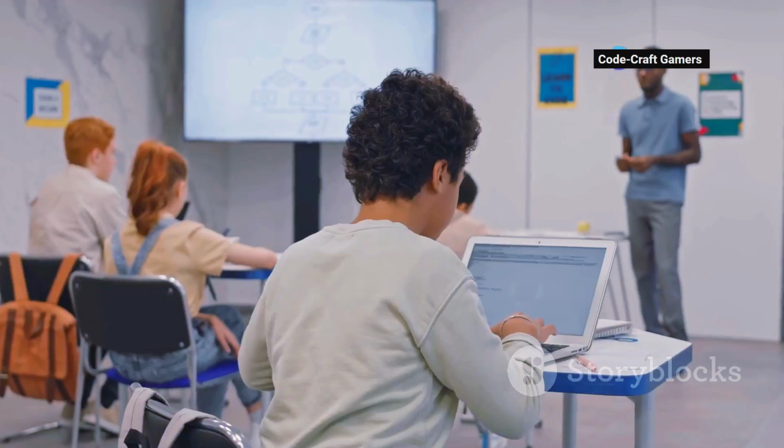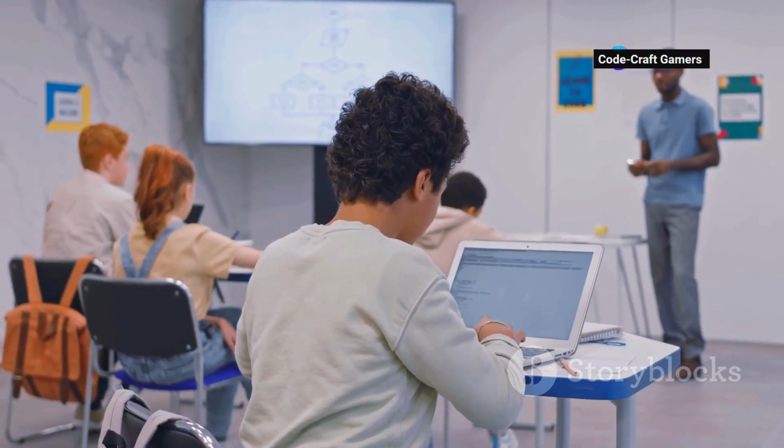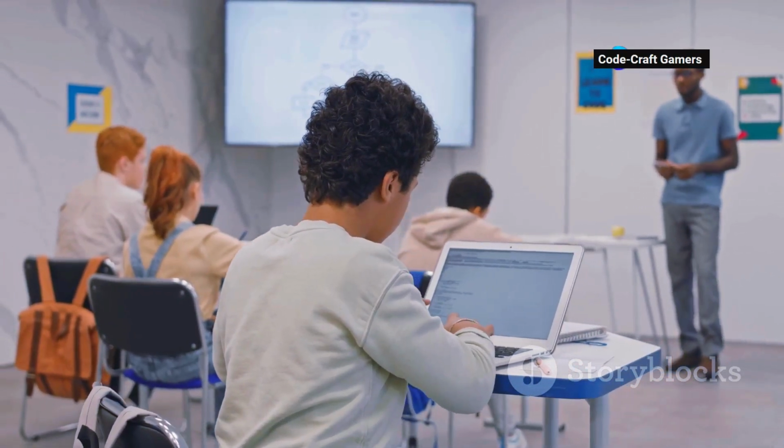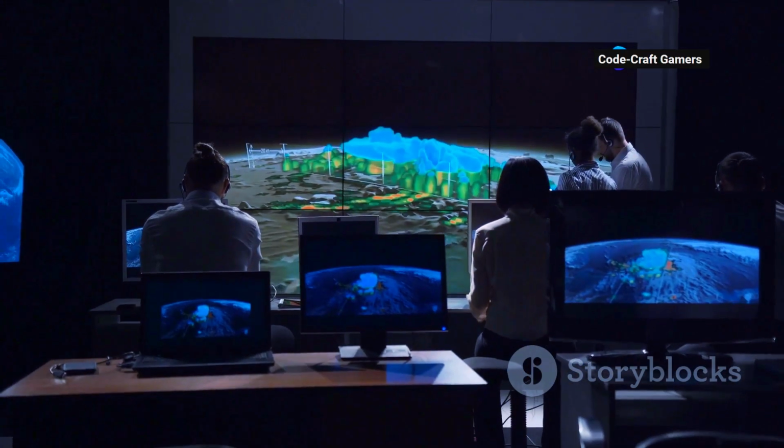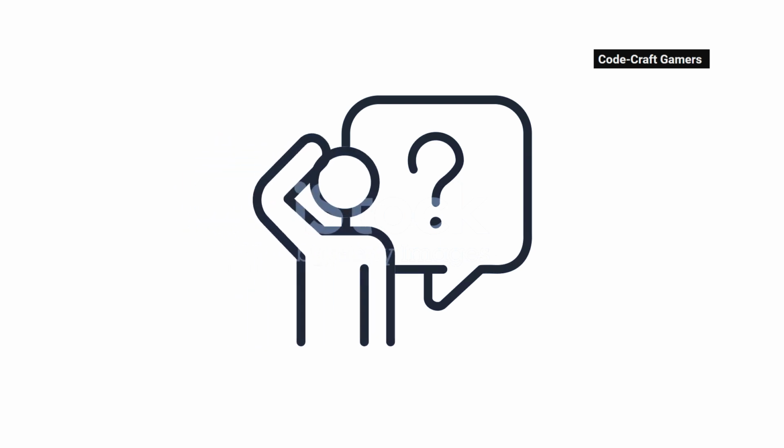Hey everyone! Today I'm diving into one of the coolest problems in computer science, the knapsack problem. And guess what? We're going to visualize it in 3D. So what's the knapsack problem?